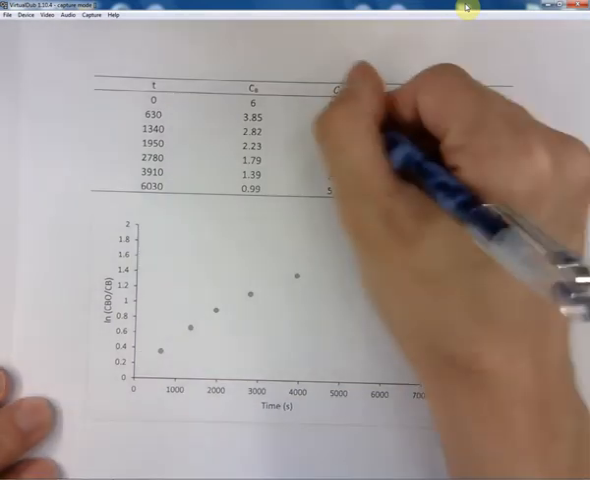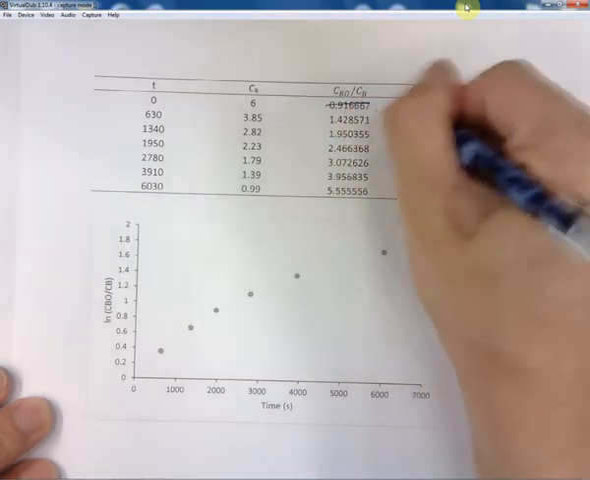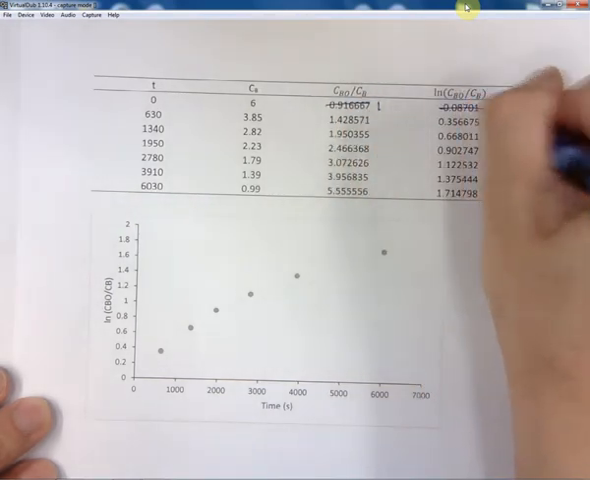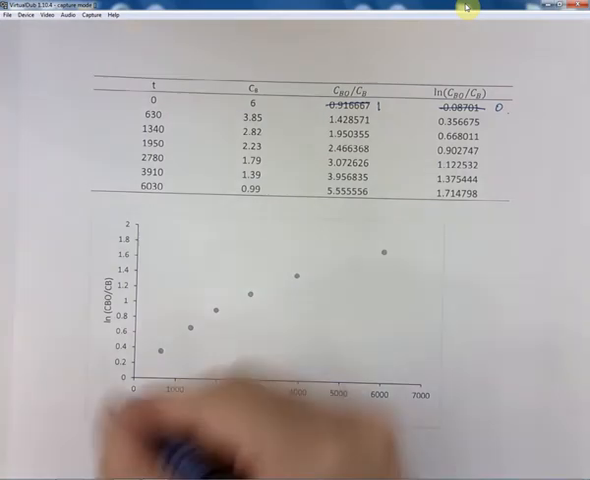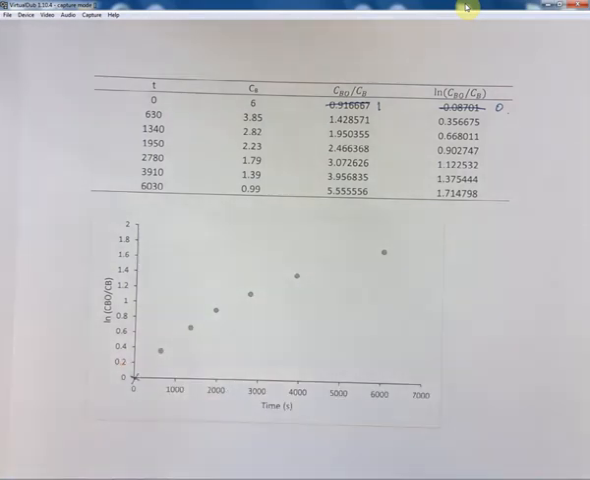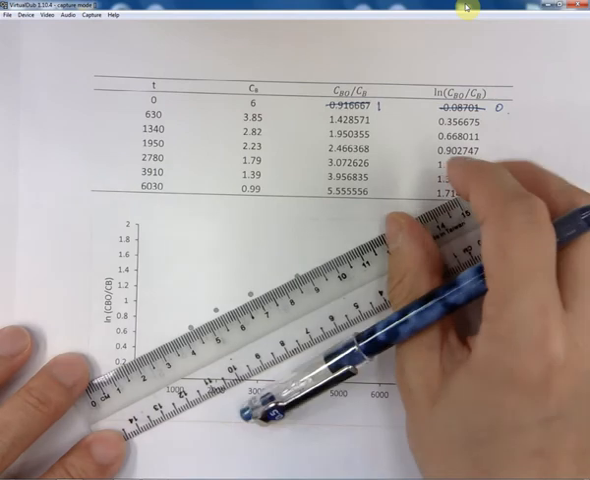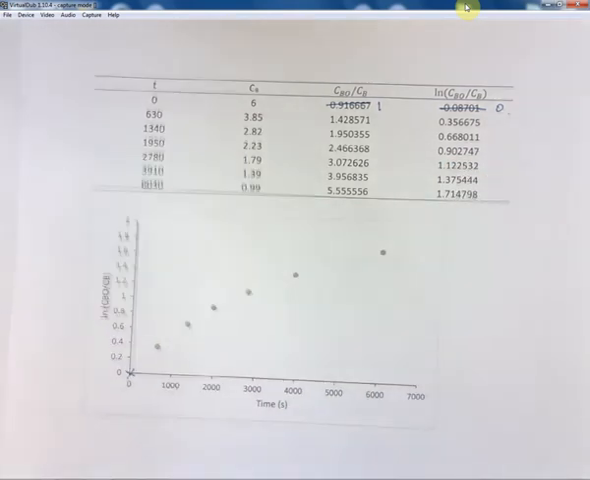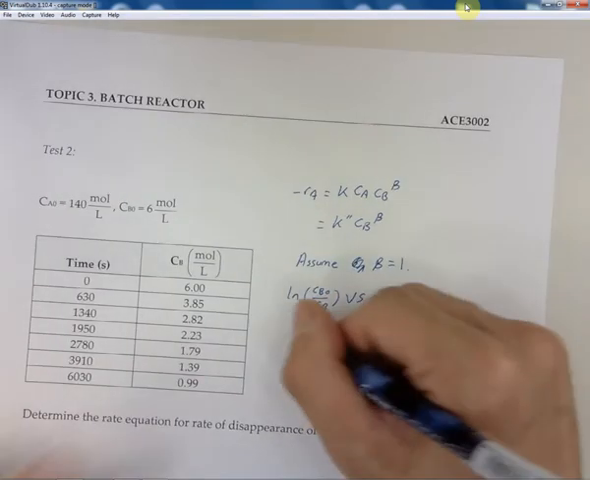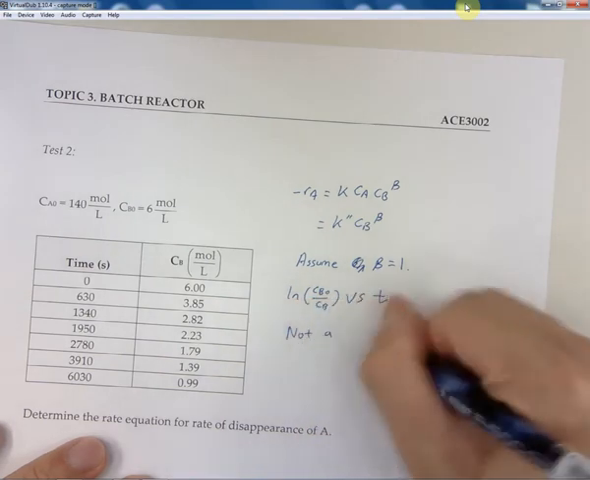Okay, this is supposed to be 1 and this is 0. Okay, if you plot this, you find that you did not obtain a straight line over here. So therefore, from here it is not a first order reaction.